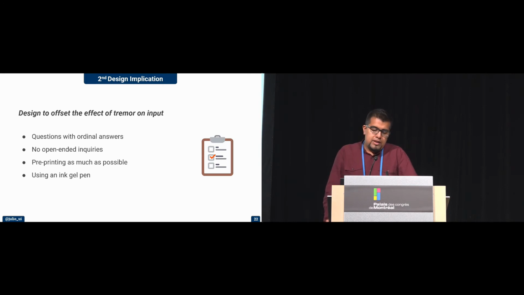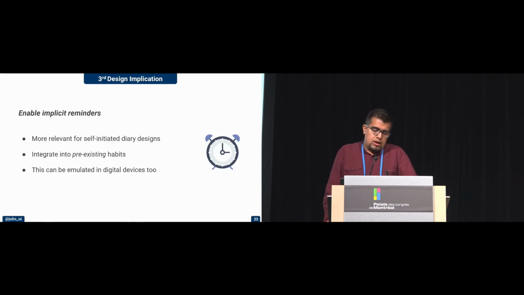We also recommend to design to offset the effect of tremor on input. We did this by having only ordinal answers, not open-ended questions, by preprinting as much information as possible, for example the date, and by using an ink gel pen that, as I mentioned, is probably more relevant for people with mild symptoms. We also suggest to enable implicit reminders.